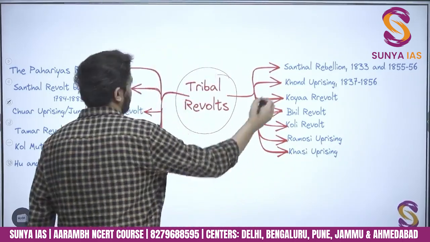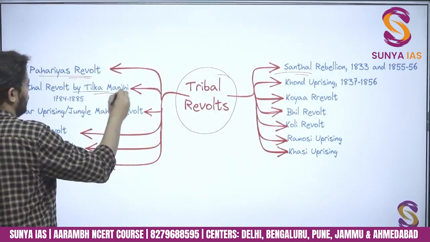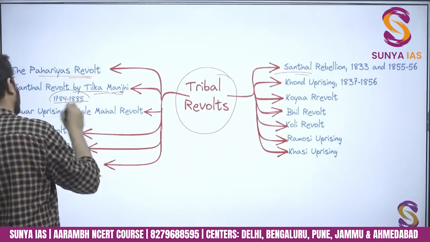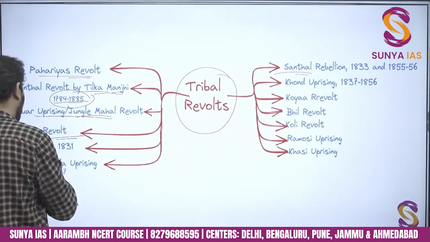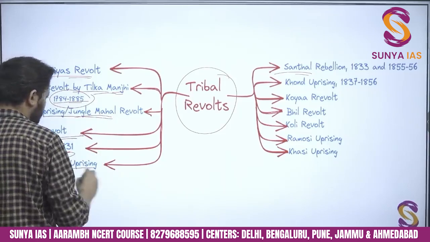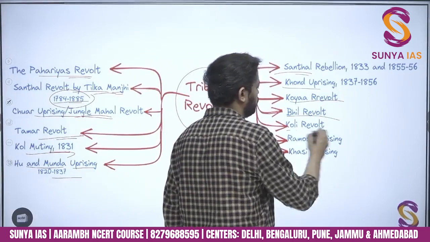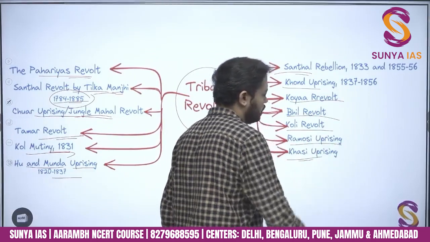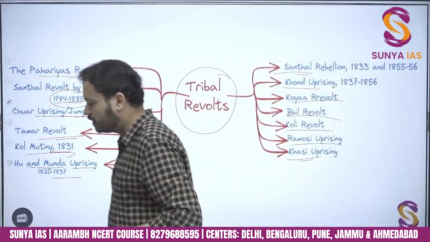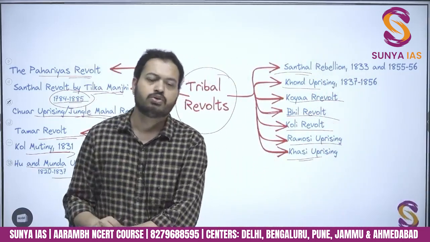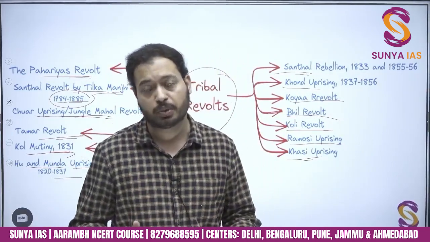Pahadiya, I kind of explained already. Santhal under Tilka Manjhi happened initially. Then beyond this, Chuar uprising, Tamar revolt, Kol mutiny, Ho and Munda uprising, Pond uprising, Koya uprising, Bhil revolt, Koli, Ramosi, Khasi uprising. Garo, Khasi, Jaintia region, what we now call Meghalaya and nearby region. All these tribal revolts took place against the Britishers only.